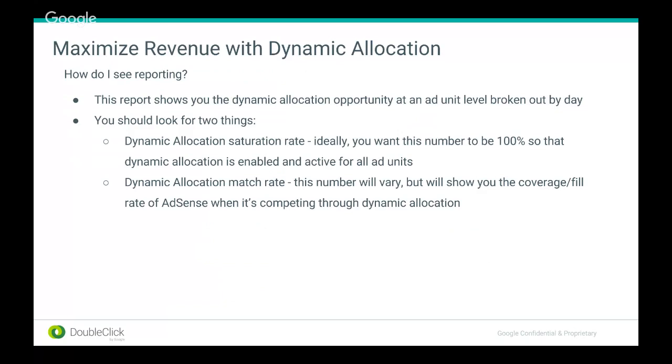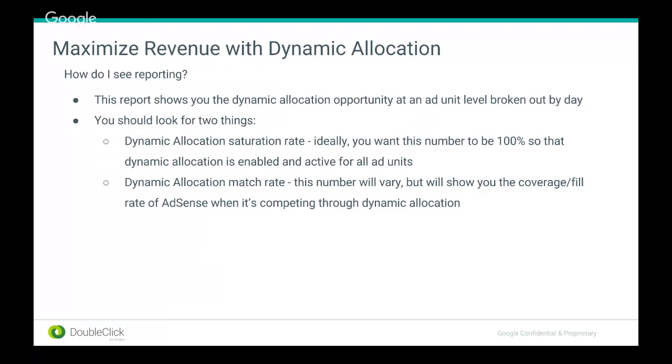So the two things that you should look for is the dynamic allocation saturation rate. So ideally, as it says, you want this number to be 100% so that you know that dynamic allocation is enabled for all of your ad units. You also look for dynamic allocation match rate, as this number may vary, but this will give you a good idea of the coverage or the fill rate of AdSense when it's competing through dynamic allocation.